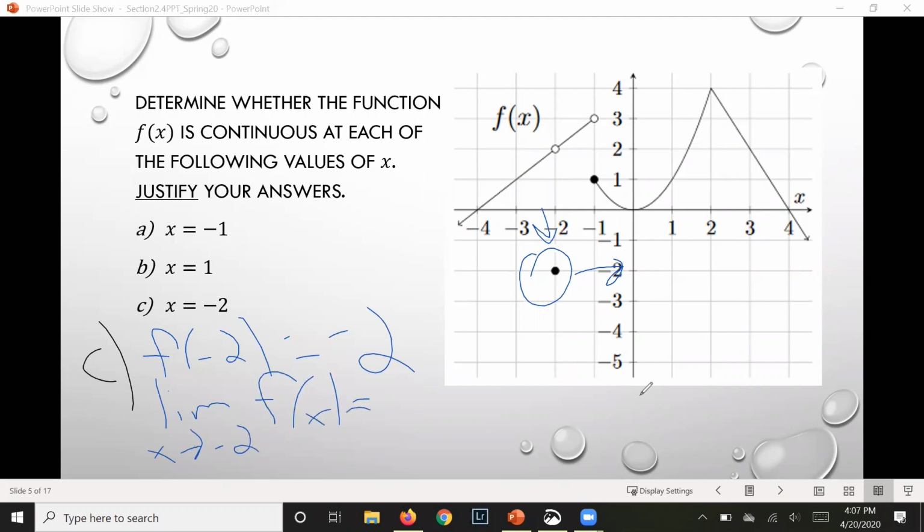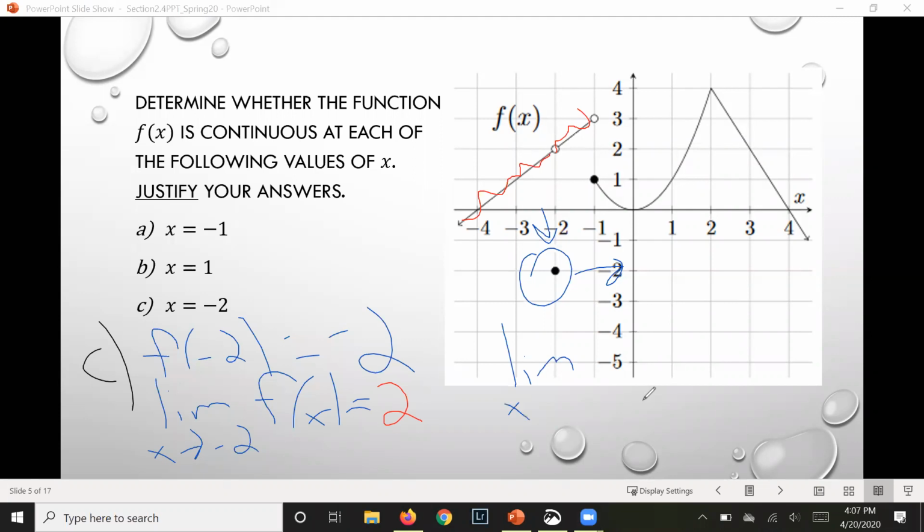Does that work? Well, let's see. From the left-hand side, if we follow along the graph here, it looks like the outputs as we get closer and closer to -2 are getting closer and closer to 2. If we come to the right-hand side, looks like they're also getting closer and closer to 2, so the limit there equals 2. So far, so good. We've met the first two criteria. What about the last one?